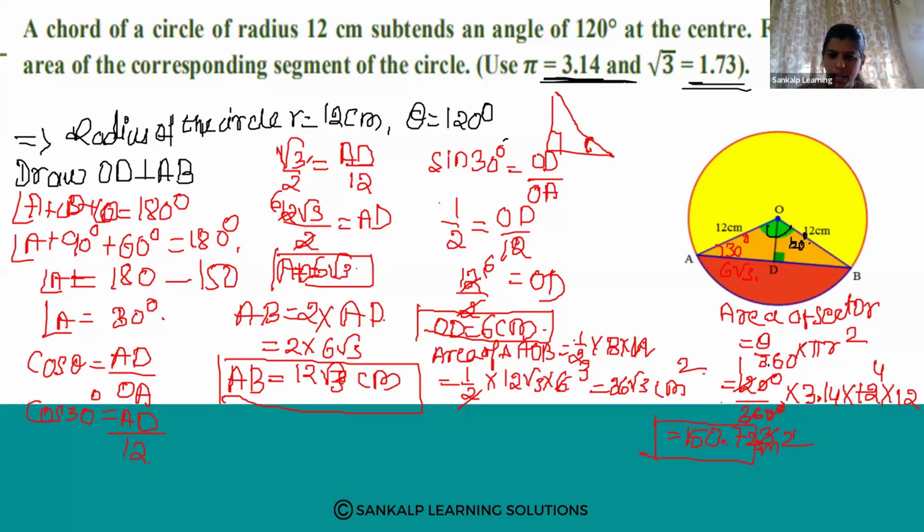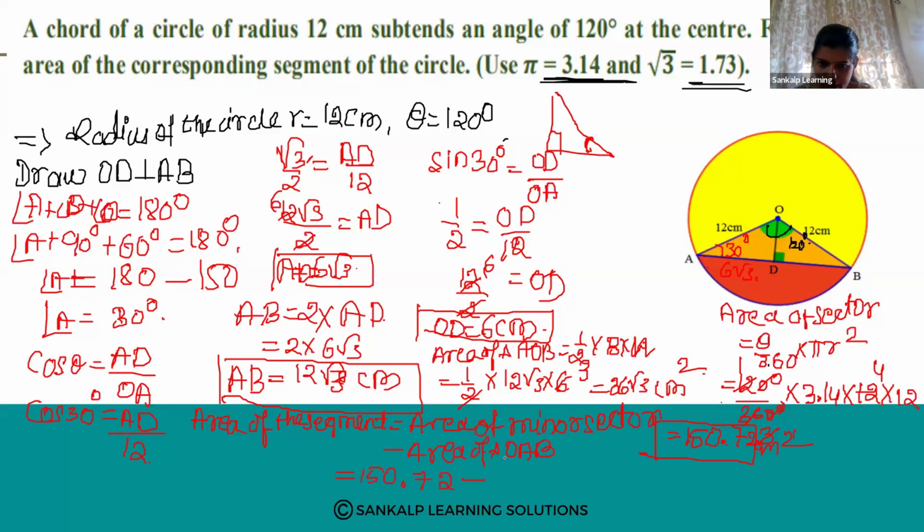Now, by using the area of the triangle and the area of the sector, we can find the area of the corresponding segment. So area of the segment is equal to area of the sector, this is the minor sector. So area of minor sector minus area of triangle. This question can be asked for 5 marks. Okay, area of triangle OAB.